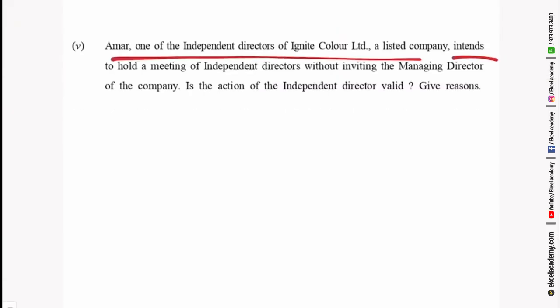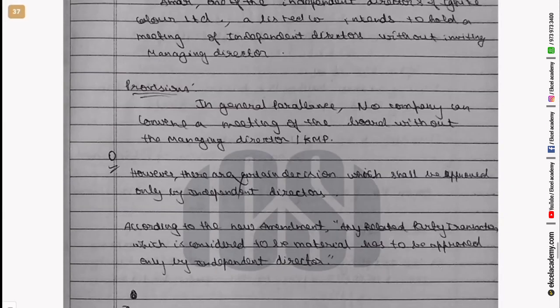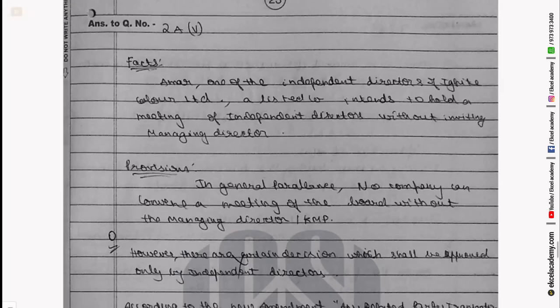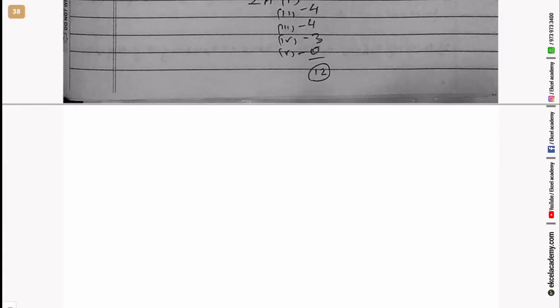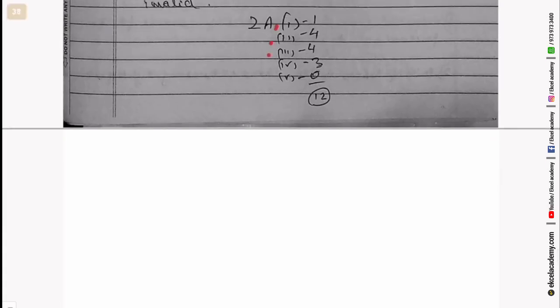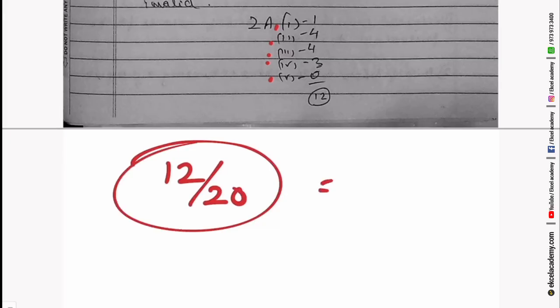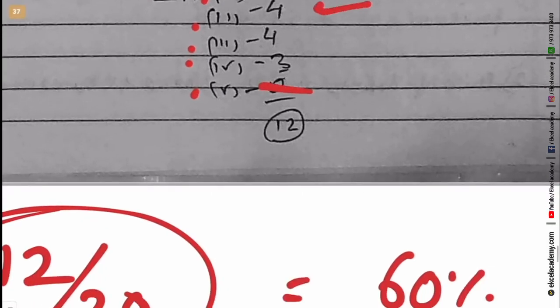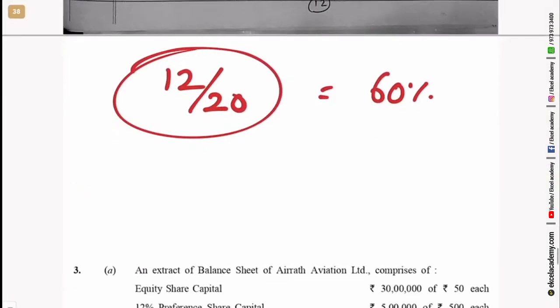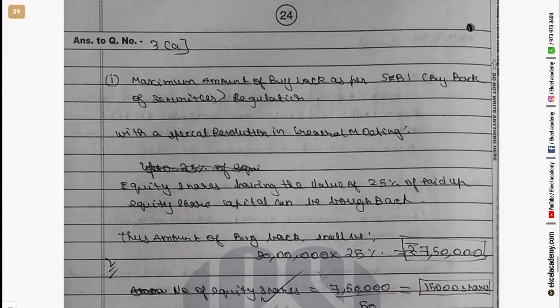Next, independent director intends to hold a meeting of independent directors without inviting the MD. So can independent directors meet without the MD? Since he didn't know the answer, he has got 0. But again, presentation is good regardless of that. Okay. So finally, if you see, 1, 2, 3, 4, 5 questions are there. When you look at it, he has got 12 out of 20. 12 out of 20 is actually 60%. Though he has got 0 in one question, 1 in one question, it's okay. He has done a good part in 3 questions. That is why I'm telling you, don't get too worried if some questions don't go well.